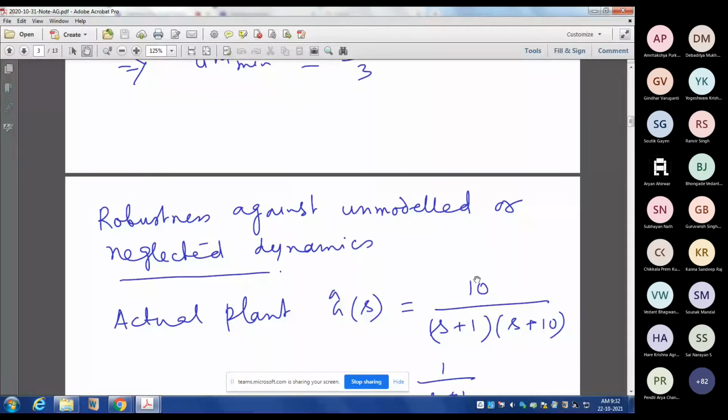Now we'll discuss the new topic, that is robustness against unmodeled or neglected dynamics. So far, we considered robustness against parameter variations. Now, another important source of uncertainty is neglected or unmodeled dynamics.